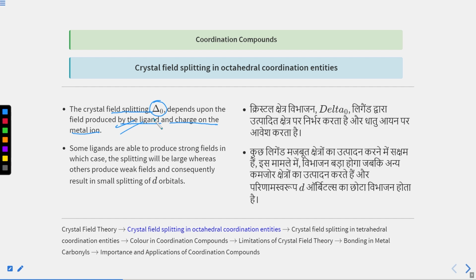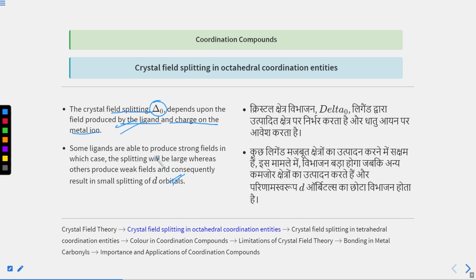Now some ligands are able to produce strong fields and some are able to produce weak fields. So depending upon the strength of the field that is being produced, they are divided into two types, strong and weak field. So we will see which ligands form strong field and which ligands form weak field. Although there are some exceptions to it, and the reason behind the exception is the metal ion, because the metal ion is also involved. And to put a rule that is completely based upon both metal and ligand is very difficult. But we'll try to rationalize each and every point.